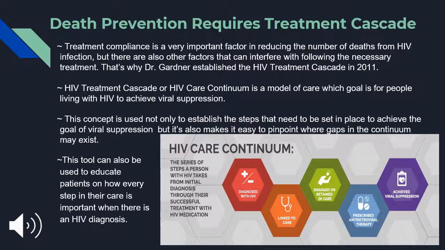The HIV treatment cascade, or HIV care continuum, is a model of care in which the goal is for people living with HIV to achieve viral suppression. This concept is used not only to establish the steps needed to achieve viral suppression, but it also makes it easy to pinpoint where gaps in the continuum of care may exist. This tool can also be used to educate the patient on how every step in their care is important when they're diagnosed with HIV.